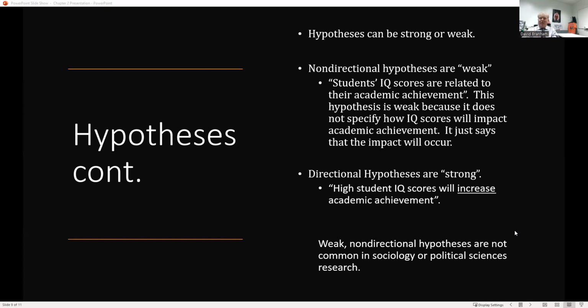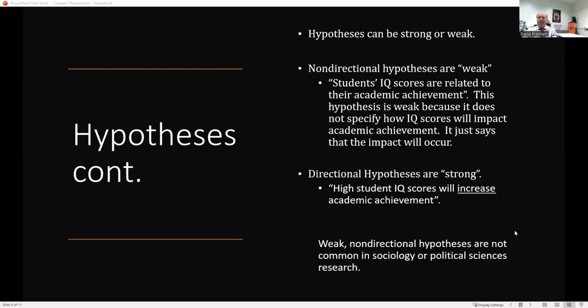I mean, if you think intelligence creates academic achievement, we don't think intelligence reduces academic achievement. We think intelligence increases academic achievement. More effort does not decrease academic achievement. It increases it if it does anything at all. So those are strong hypotheses where we have a direction.